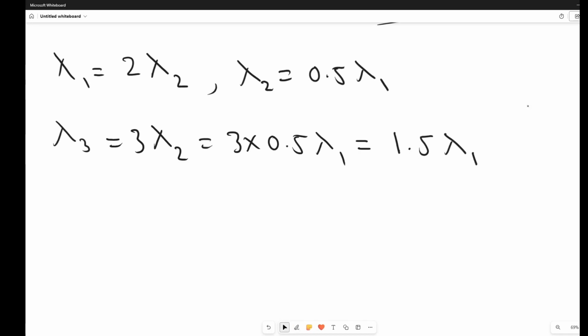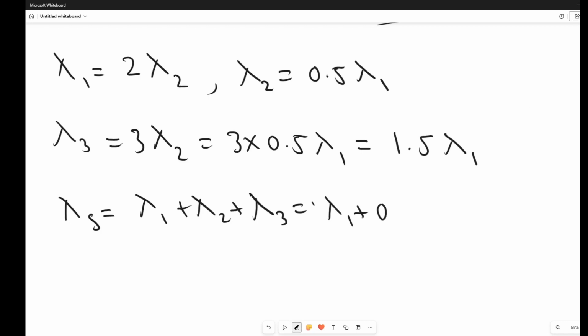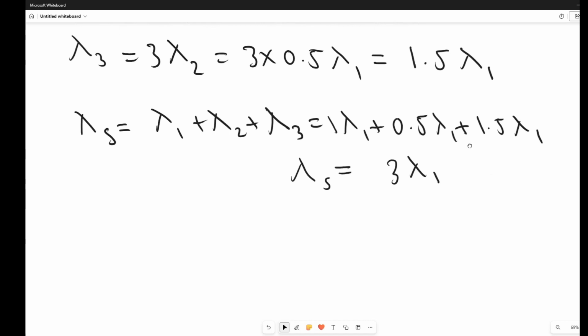Remember it was series, so for the whole system, total failure rate would be lambda 1 plus lambda 2 plus lambda 3. Lambda 1 is 1 lambda 1, lambda 2 is 0.5 lambda 1, and lambda 3 is 1.5 lambda 1. So 1 plus 0.5 plus 1.5 is 3 lambda 1. So total lambda for the system is 3 lambda 1. From there, lambda 1 is lambda s divided by 3.